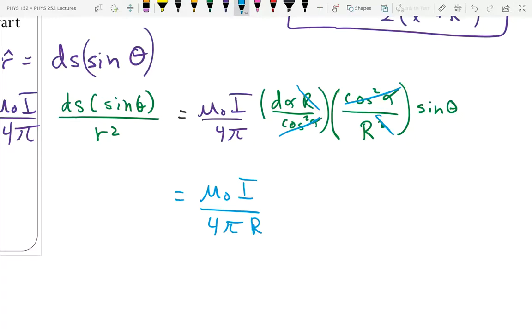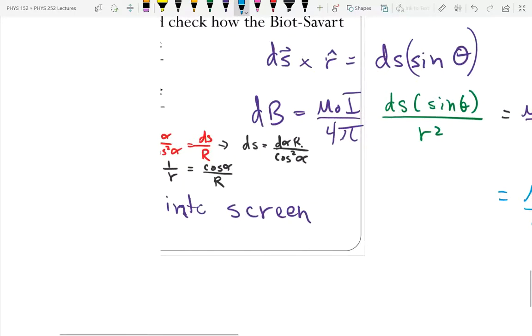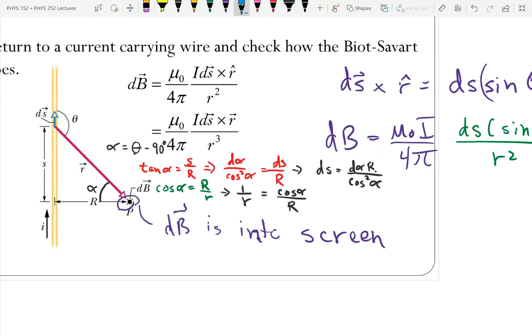One last substitution. What's that one last substitution? I wrote down here the mathematical relationship.